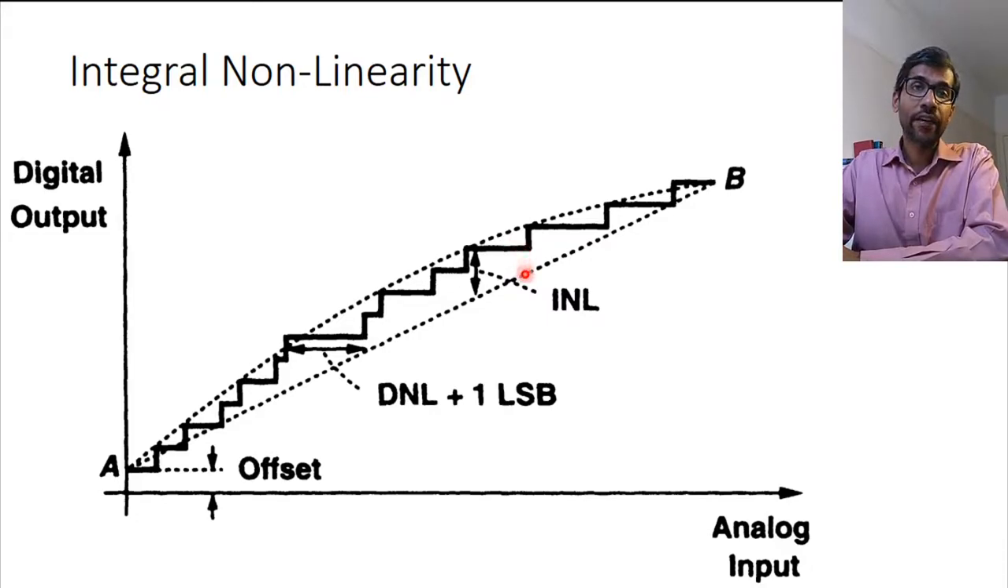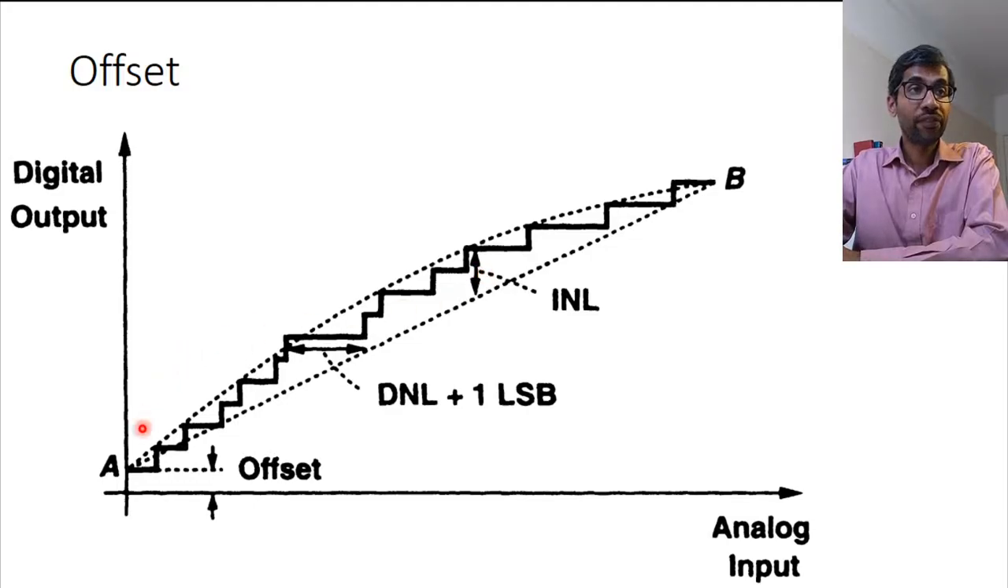Integral nonlinearity is the maximum deviation from this straight line. We looked at the same thing in the case of DACs as well. The offset is basically the digital output when the analog input is 0. Ideally there will be no offset, but in most ADCs you will have some kind of an offset.